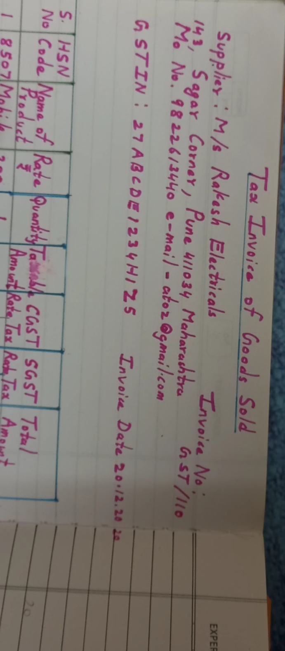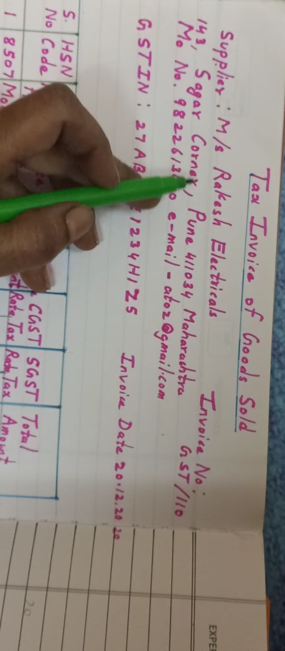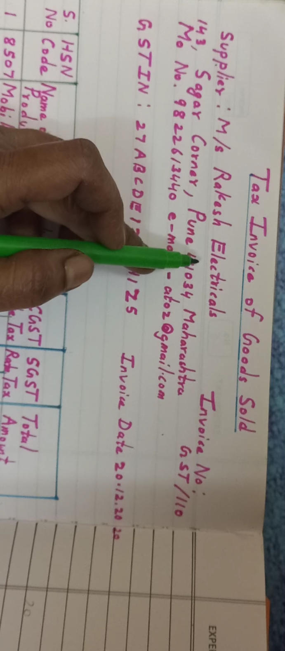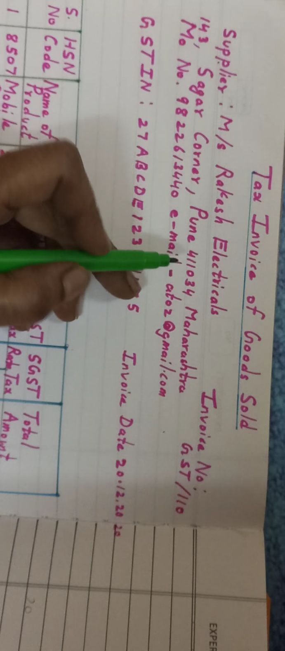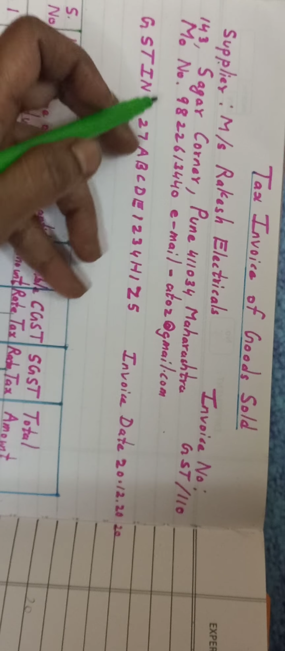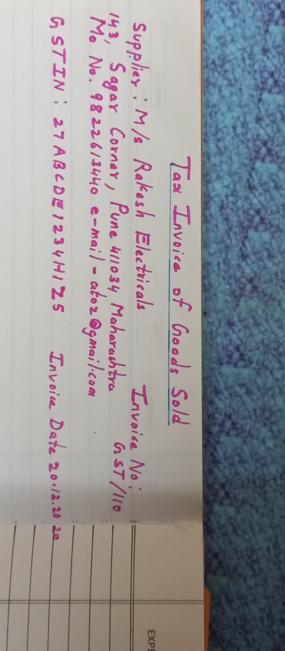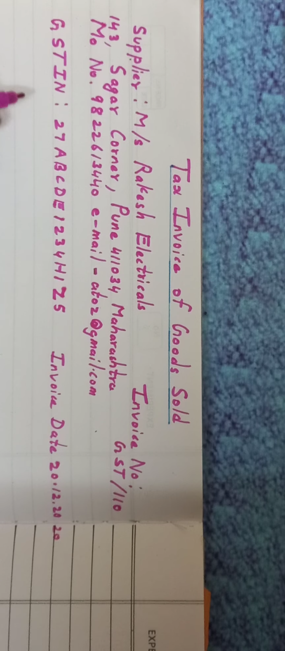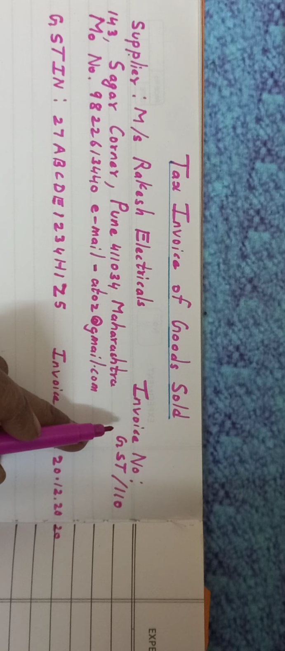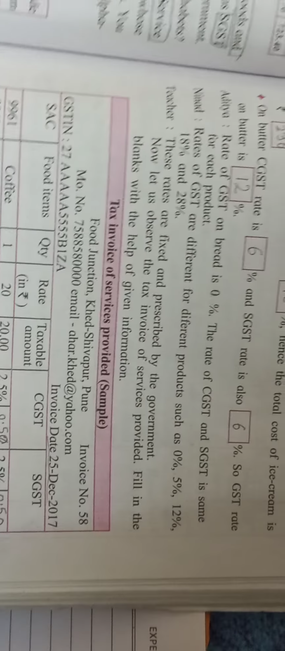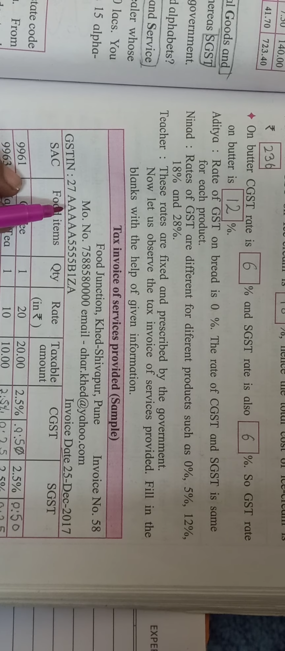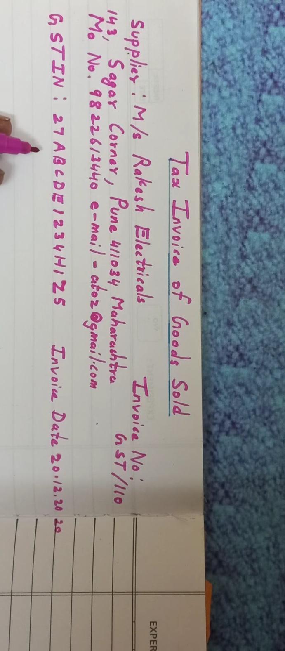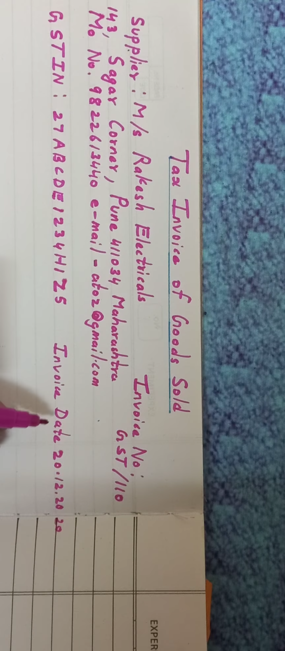See, near my home, I'm having one shop, so I have written that name only, Rakesh Electricals. Messrs. Rakesh Electricals, 149 Sagar Corner, Pune, 411034. Pin code is 411034. My place, Maharashtra. Okay, mobile. So here I have written all this, and GST number. It was given here in the textbook, but in the next line while writing it becomes a little congested. So here, see, GST number is written here. I also wrote it here, as there was no place this side, and invoice date.